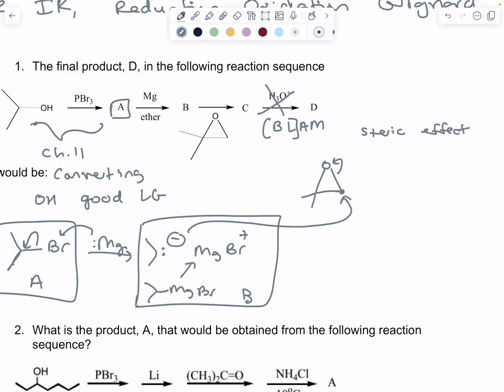So because of the steric hindrance, there's too much going on for the negative charge to really fit in on this side, but the negative charge will fit in on the other side. So that's one thing. The other thing is that we want to think about the inductive effect.